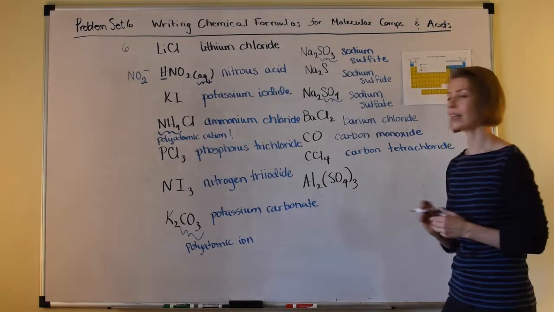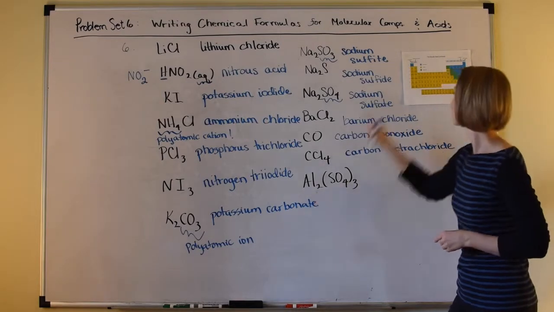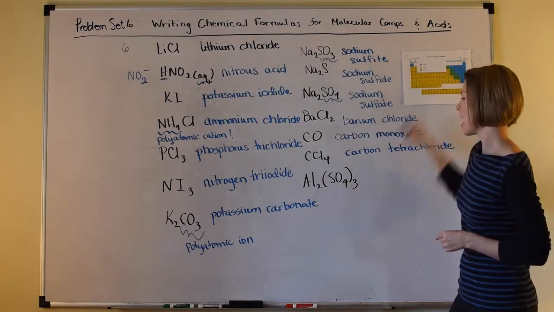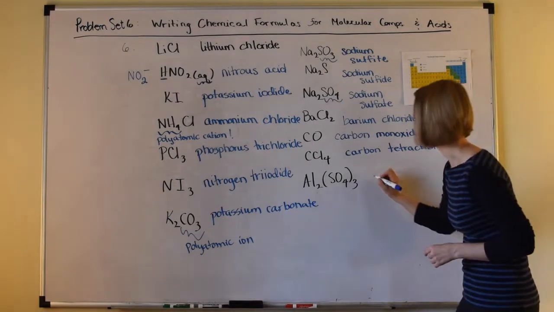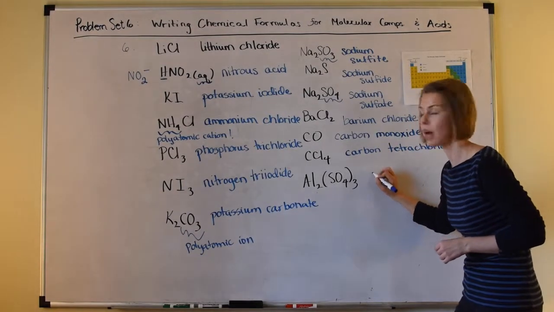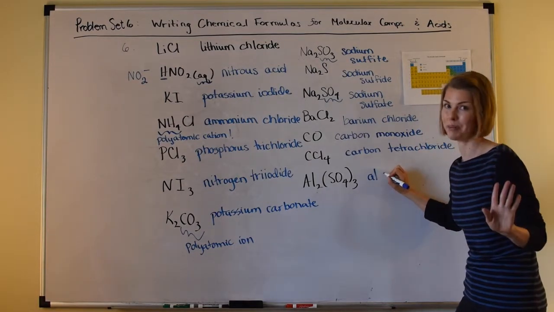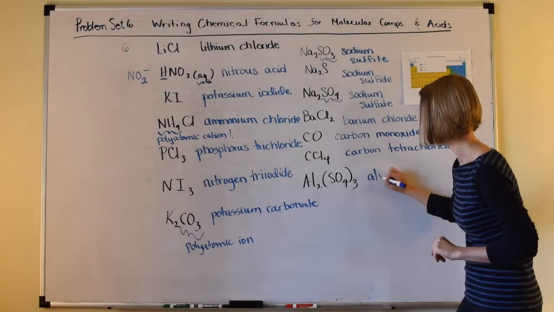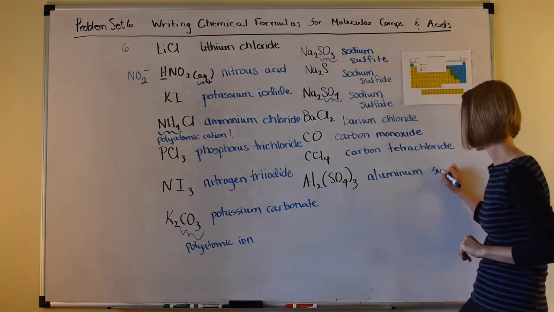All right, last but not least, and then we will be done with this problem set. We've got aluminum, which is a metal, and sulfate, which is a polyatomic anion. So name it by the ionic compound naming rules, no prefixes. So no dialuminum here. Do not put dialuminum. Put aluminum sulfate.